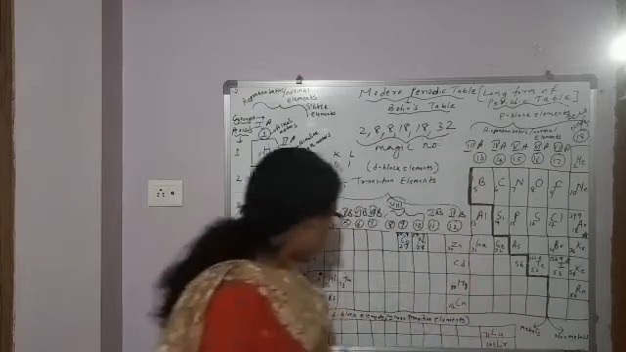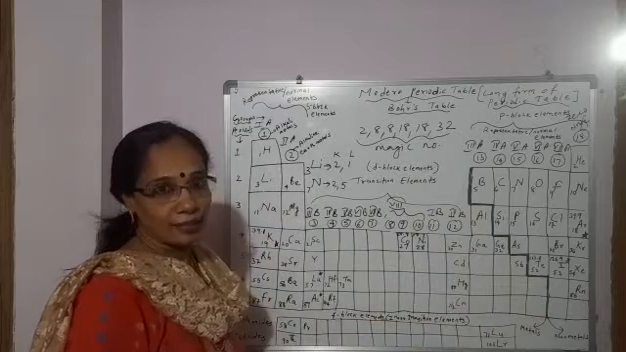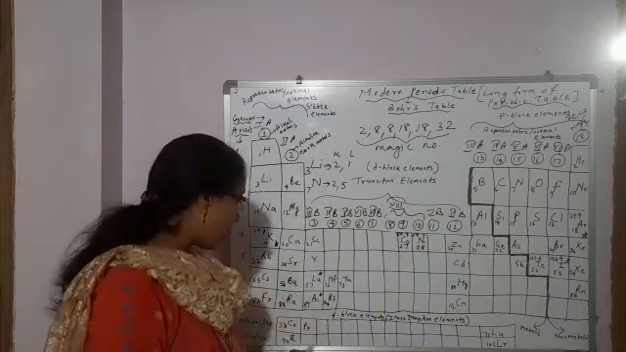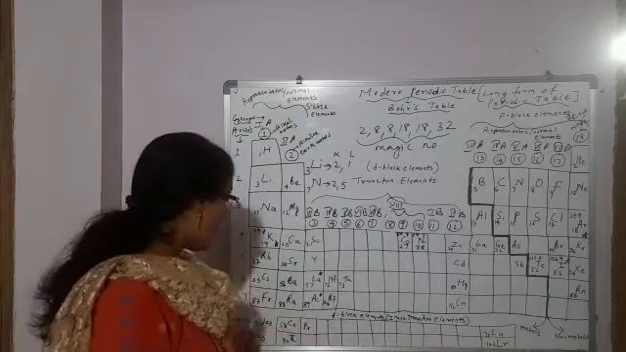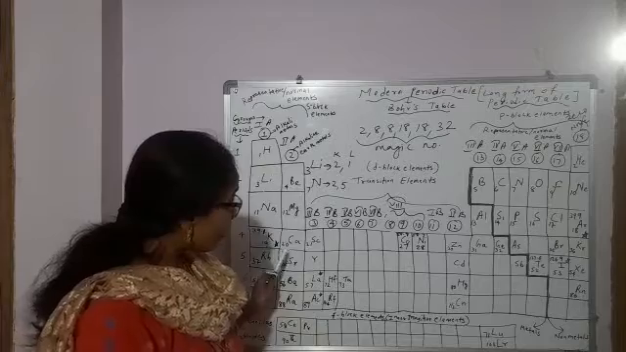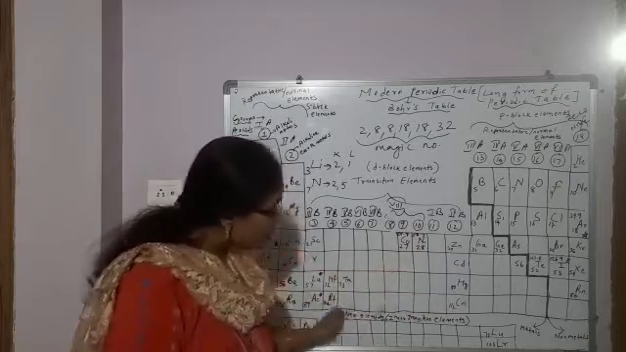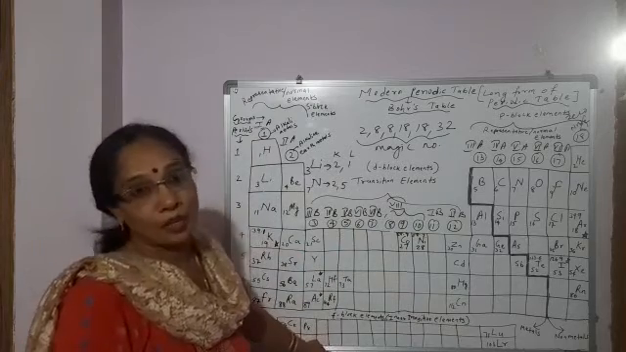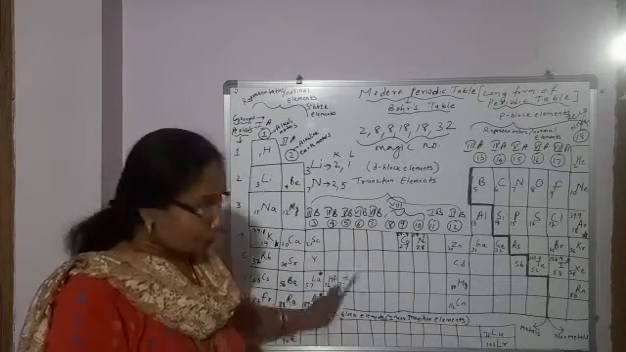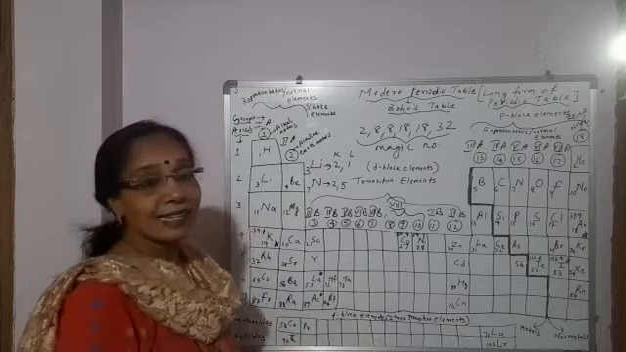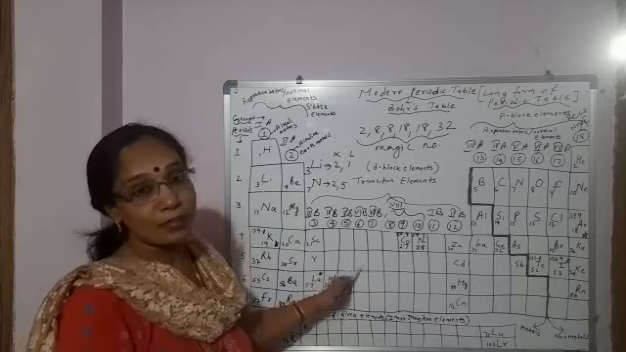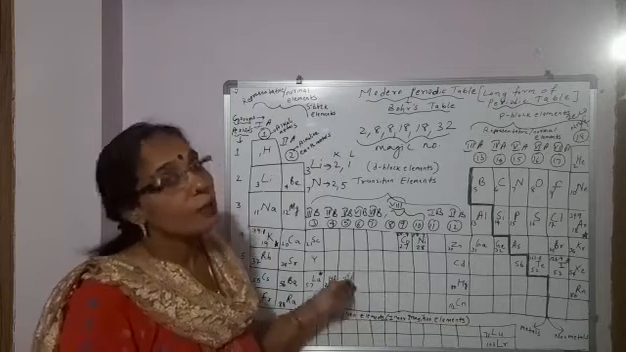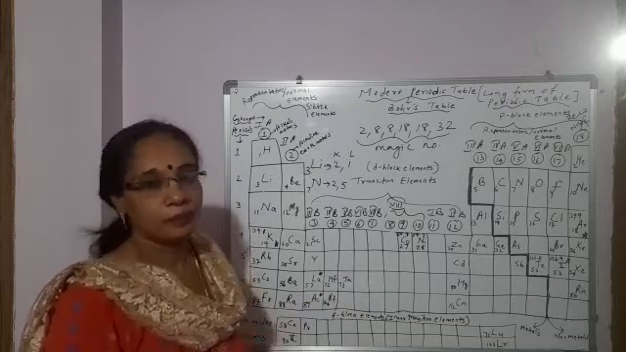And the third disadvantage is the position of lanthanides and actinides. The 14 elements after lanthanum and 14 elements after actinium are called lanthanides and actinides. They do not have a proper position inside the modern periodic table. They are placed below the periodic table, lanthanides and actinides. They do not have any proper position inside the table. So this is the next disadvantage of the modern periodic table. Okay.